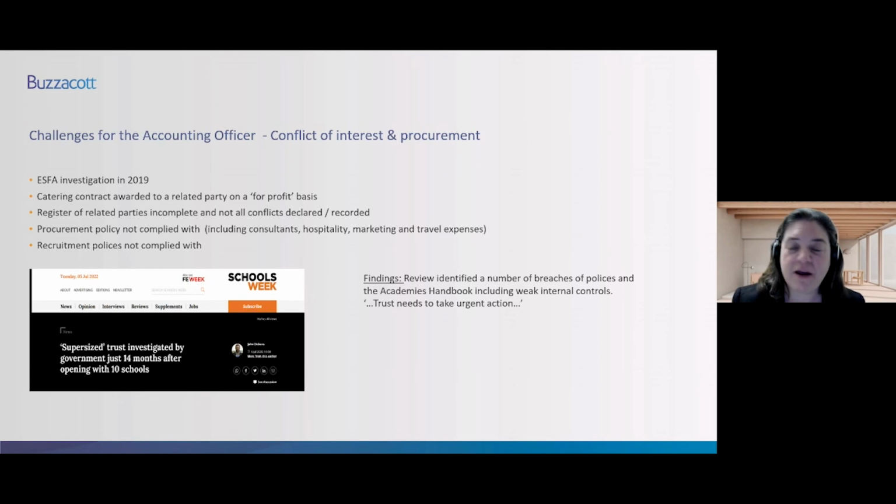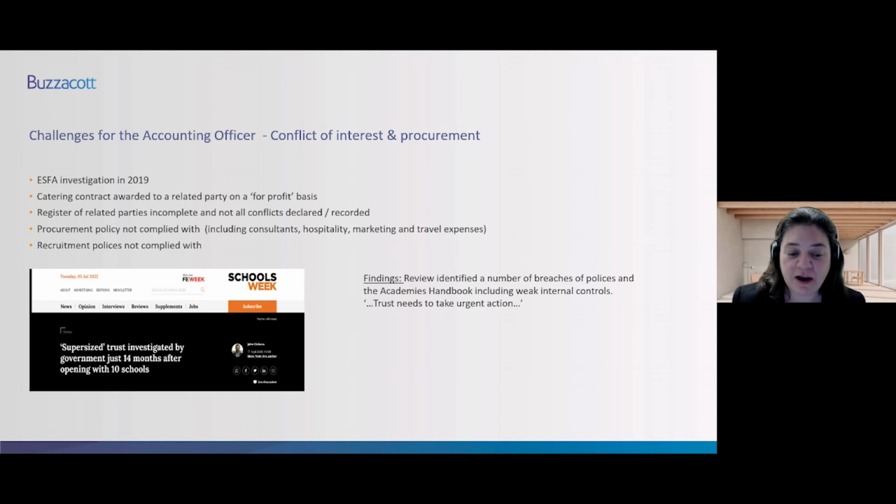The final area for this case study is around recruitment. The review from the ESFA looked at 10 staff for the trust and identified that 5 of those staff had previously been known to the chief executive in their previous role. Now, that's not immediately an issue, but in this situation, for 4 of those roles, only 1 candidate was interviewed, and for the remaining role, 2 candidates were interviewed, and for the other 5, between 2 and 4 candidates were present.